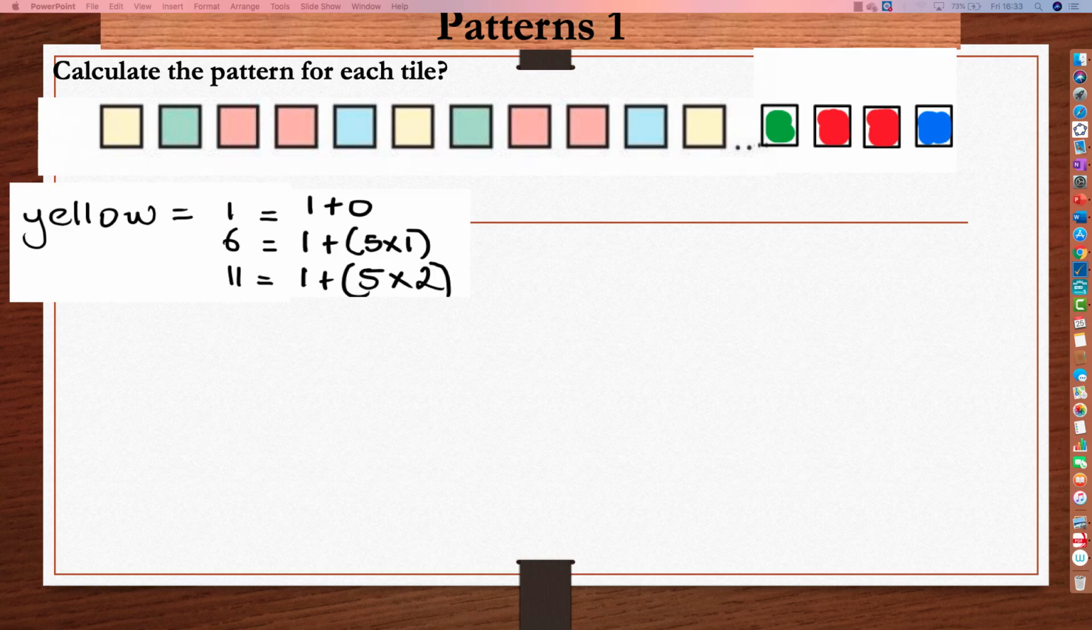The pattern is it occurs every 5, but it doesn't occur at 5 and 10 and 15, does it? No, it's 1 and then 6 and then 11. So it occurs every 5, but the first one starts at 1. So the first one is 1 plus 0. Then you jump on 5 more: 1 plus 5 times 1 is 6. 11 is 1 plus 5 times 2, which is 10 plus 1 is 11.